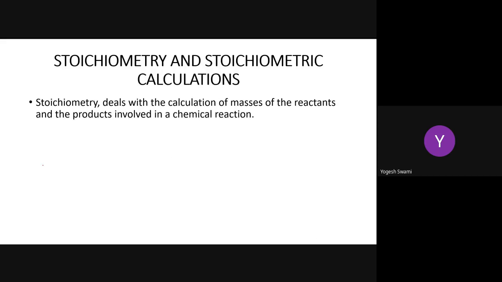Let's understand stoichiometry with the help of an example. I take one example: nitrogen reacting with hydrogen gas, and after some time that converts into ammonia, NH3. Whenever you deal with stoichiometry, you should have a balanced chemical equation. So first we balance this equation.